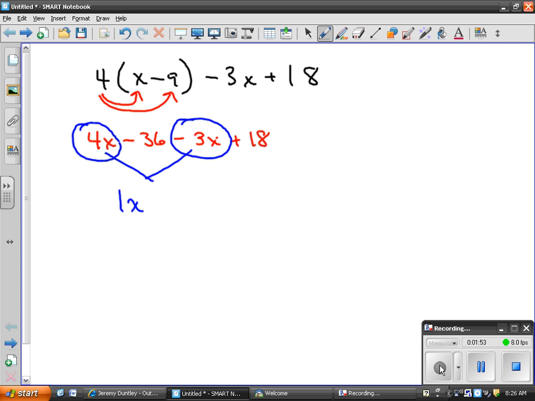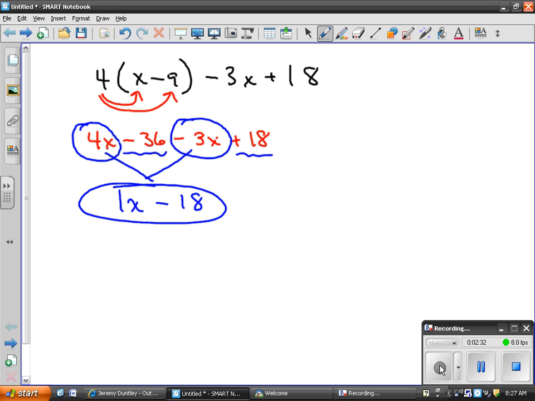It doesn't matter. The reason that the negative 36 and the positive 18 weren't like terms with 4x and negative 3x, simply put, is that they don't have an x next to them. They are, however, like terms with each other, simply because they don't have a letter next to them. You can think of the 18 and the negative 36 as having an x to the 0 power next to them, but anything to the 0 power is just 1. So negative 36 plus 18, when I combine those, is negative 18. And that's how we combine like terms.